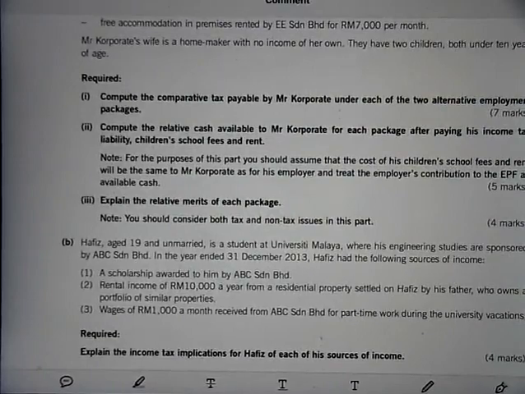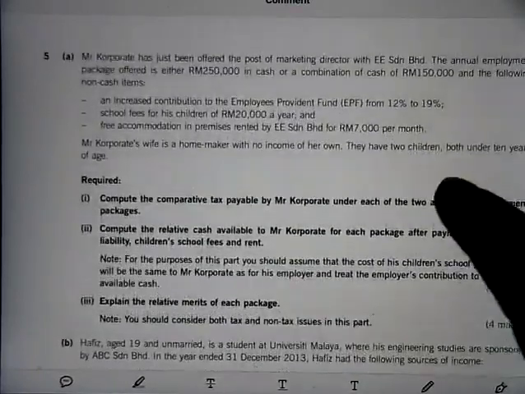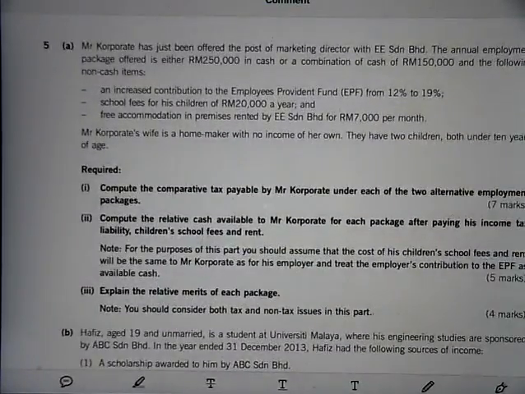As you see, most of it appears to be on an individual level. Mr. Korporate has just been offered a post of marketing director in EE Sdn Bhd. The annual employment package offered is either 250 in cash or a combination of cash of 150 and the following non-cash items. Remuneration design question. Are you clear now?